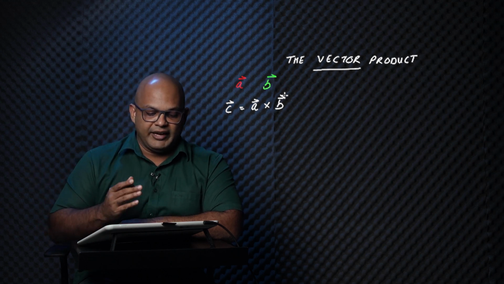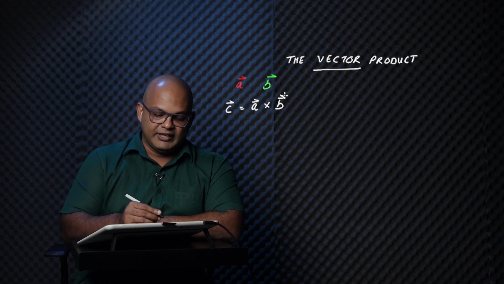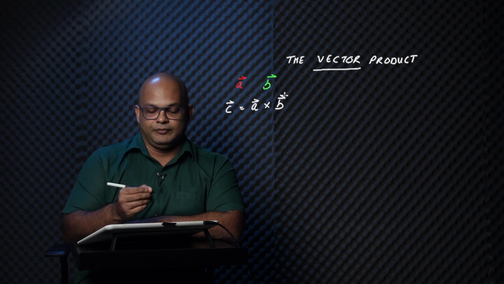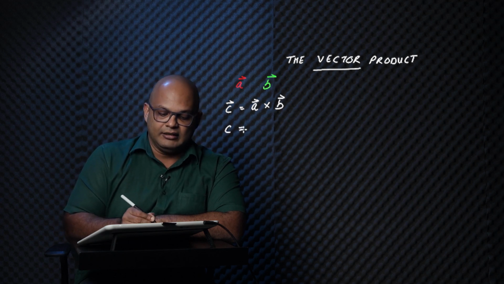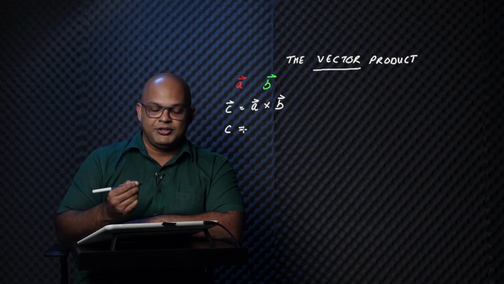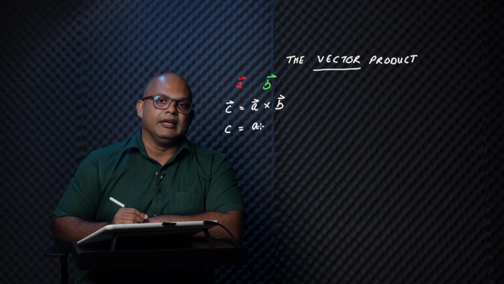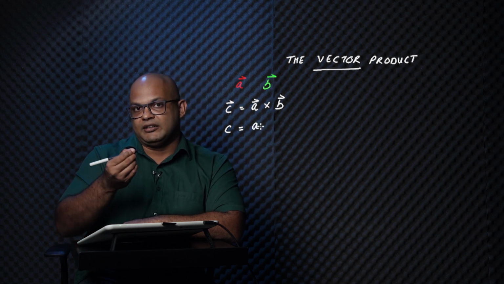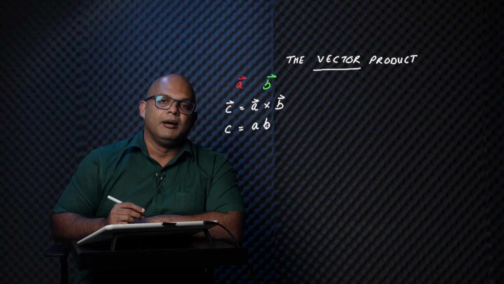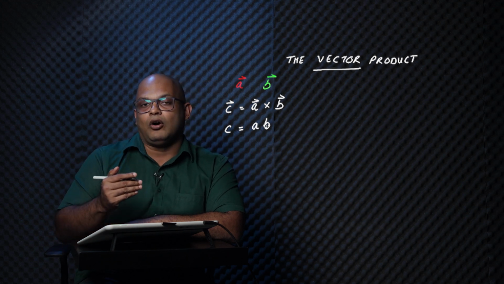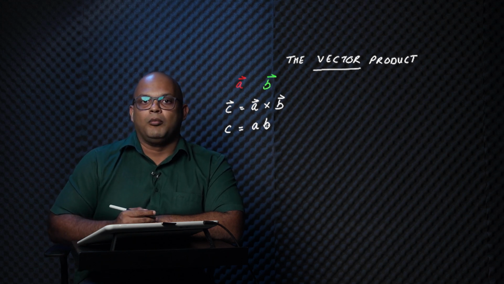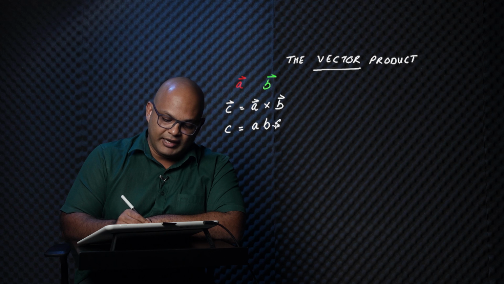So we use the cross sign for defining the vector product, which is also why we call it the cross product. We can define this product in such a way that the magnitude of C, that is simply C, is equal to the magnitude of vector A, that is simply A, multiplied by the magnitude of vector B, that is simply B, multiplied by the sine of the angle theta formed between them. So this becomes AB sine theta.